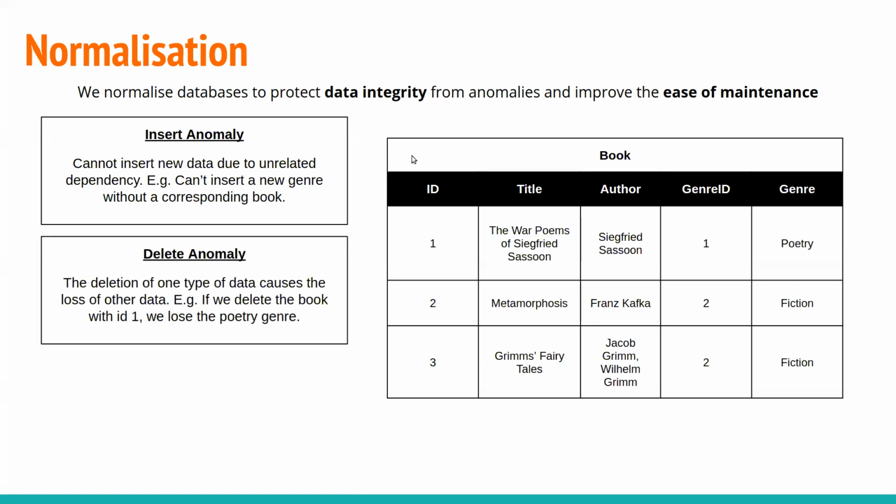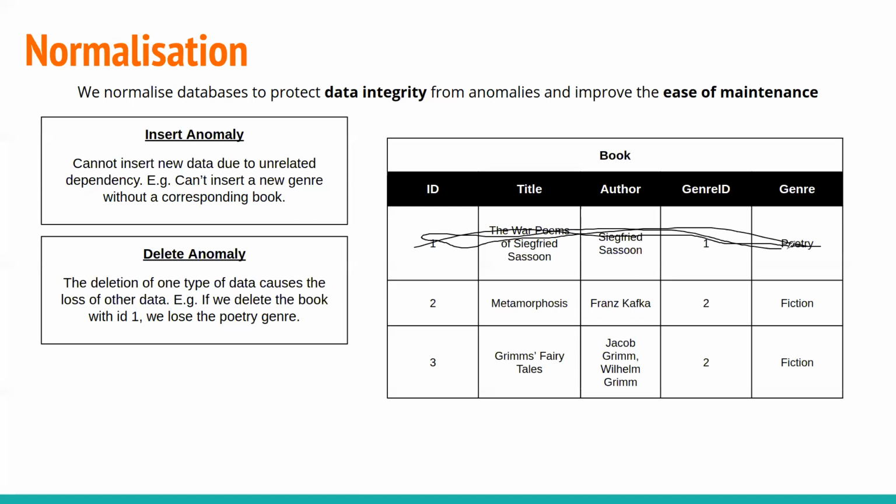The other kind of anomaly that can occur is a delete anomaly. That is, the deletion of one type of data causes the loss of other data. So let's say we went ahead and deleted the first book from our database.